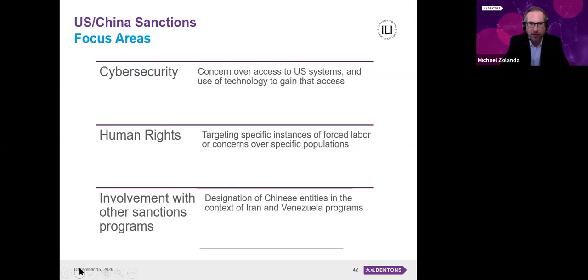Human rights is another big area, targeting specific instances of forced labor in the Xinjiang province, but more broadly, looking at China as a frequent purchaser of and supplier to North Korea. And then the involvement in other sanctions programs. So, looking at Chinese entities, Chinese companies that are involved in sales to or support for the Iranian regime and the Maduro government in Venezuela. Next slide.